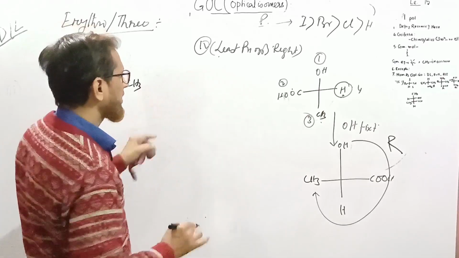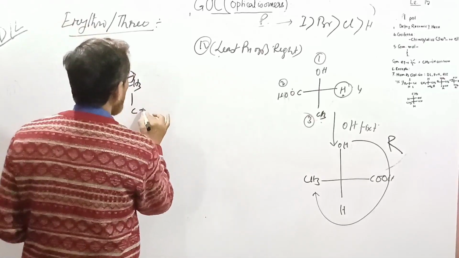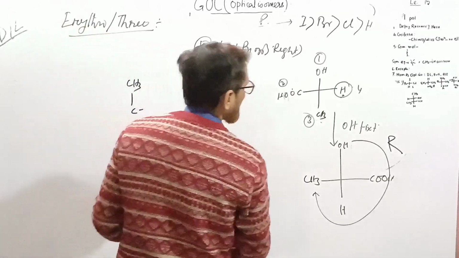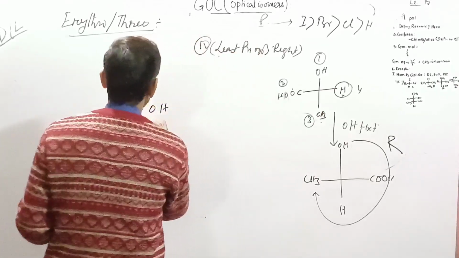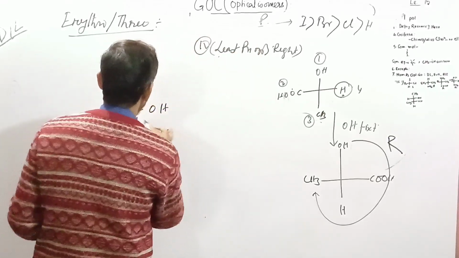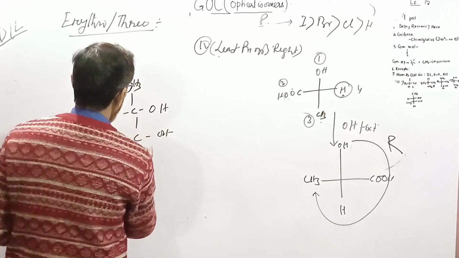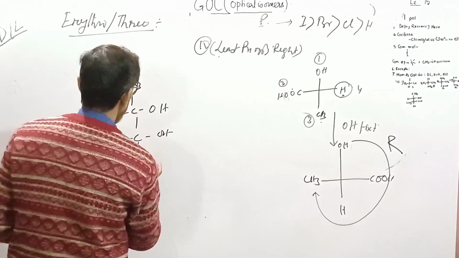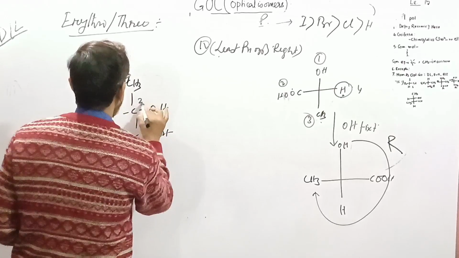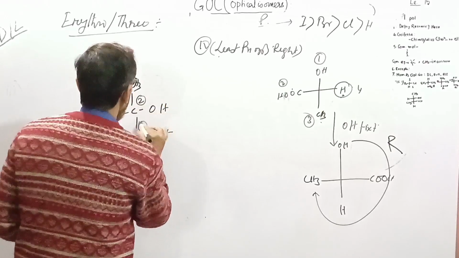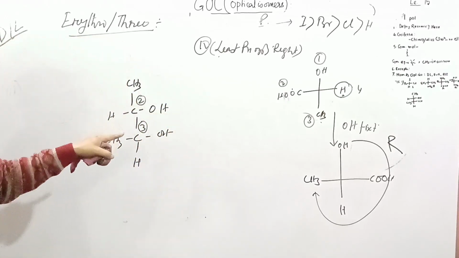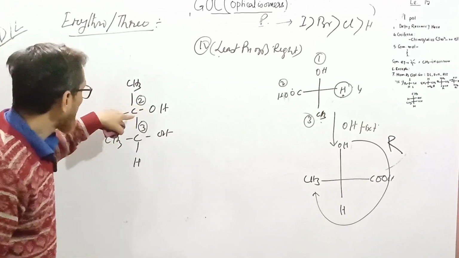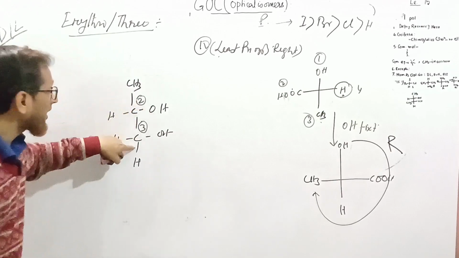Now I am giving you the last example, which you will find very often in AIEEE, JEE, all types of entrance exams. These questions are very often asked. In the exam, you are asked to give the RS notation to carbon 2 and carbon 3.